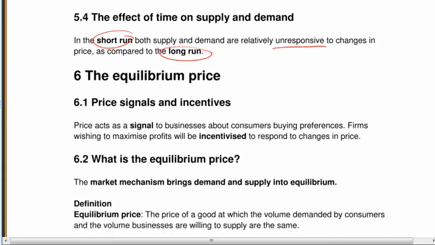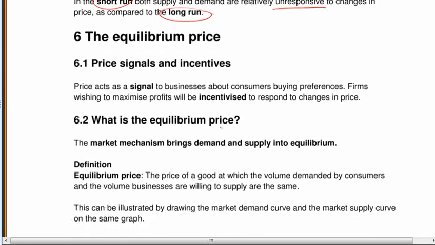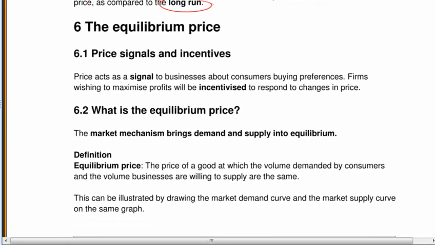Now, what we're going to do in section 6 is bring the two sides of the market together finally. So we're going to bring demand and supply together, and demand and supply together are going to create a price for us. Now, just before we get on to that, let's just have a quick look at this statement.